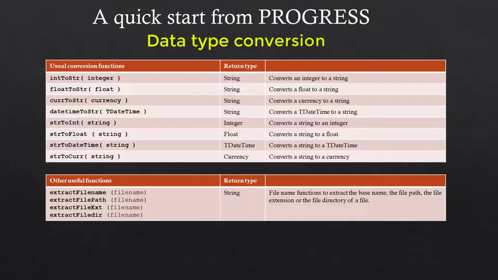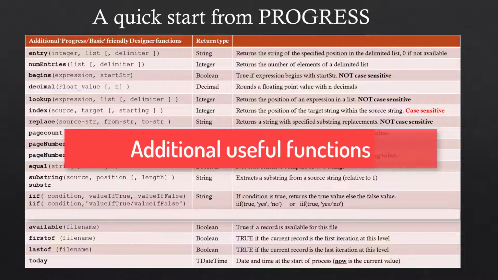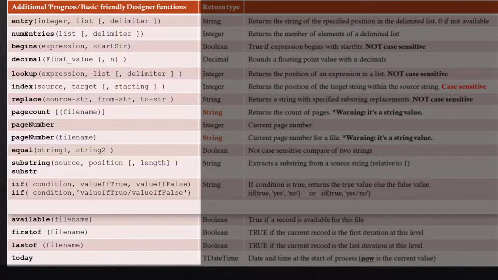These are the data type conversion functions. Here are some functions we added. Some are inspired by the Progress language, like entry, numentries, begins, substring, lookup, first of, last of, available, or from. Others are Excel-like, such as IIF.